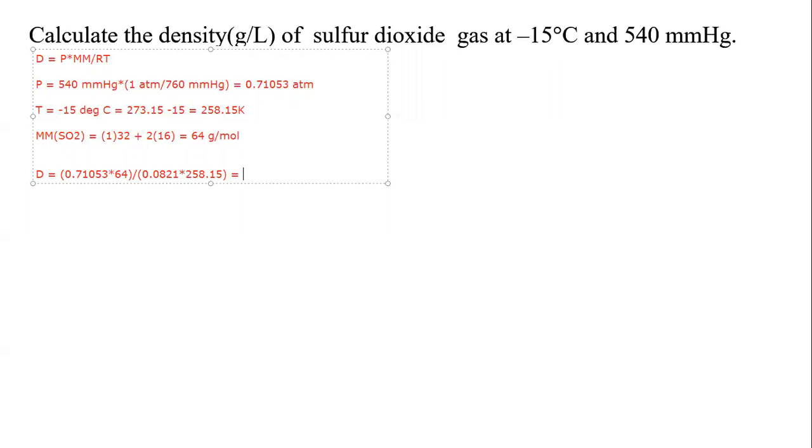And again, don't be surprised if you think, oh, these densities are very great, but remember this is in grams per liter, whereas densities of solids and liquids are grams per milliliter. So these are actually quite small when you convert them to grams per milliliter. And we get a density of 2.15 grams per liter.